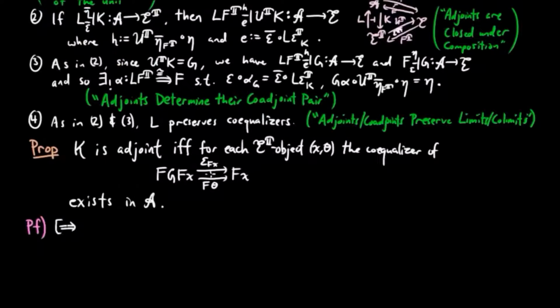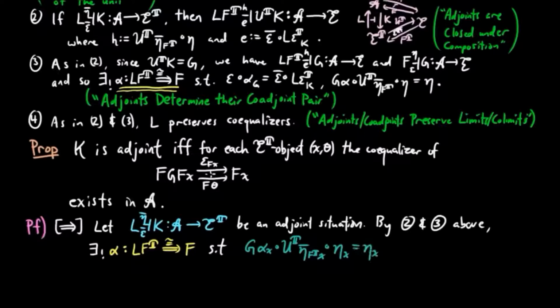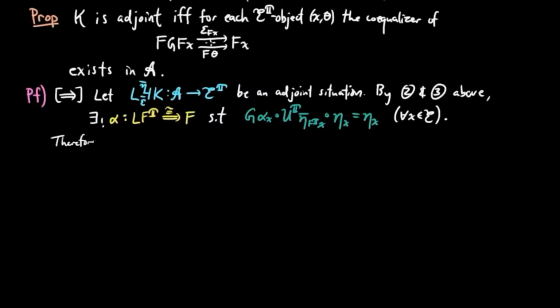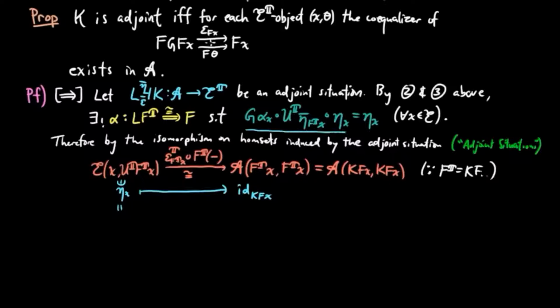To prove the forward direction, we let L ⊣ K be an adjoint situation. Then by 2 and 3 above, there exists this unique natural isomorphism α from L F^T to F, such that G α_x U^T η-bar F^T x η_x is equal to η_x for each x in the Eilenberg-Moore category. Therefore, by the isomorphism on Hom sets induced by the adjoint situation, we have η_x being taken to the identity on KFx, but η_x is equal to this expression, and so we have the isomorphism taking this to ε^T F^T x F^T on the original expression here.